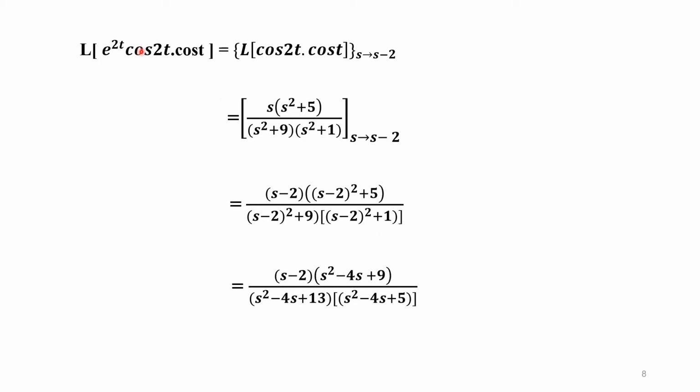So our aim is always, whenever you have a function multiplied by e raised to, calculate the Laplace transform of the function, and then whatever answer we get, in that replace s by s minus 2. Now here we got this as the function, so we have calculated the Laplace transform of this, and whatever answer we've got, replacing s by s minus 2 and simplifying.